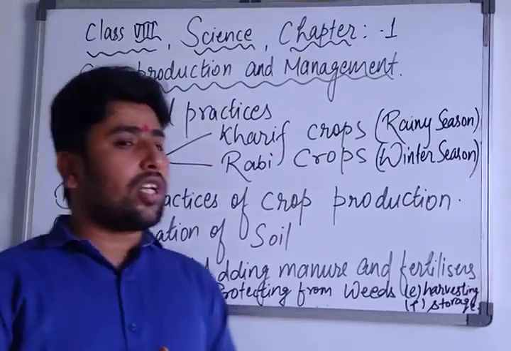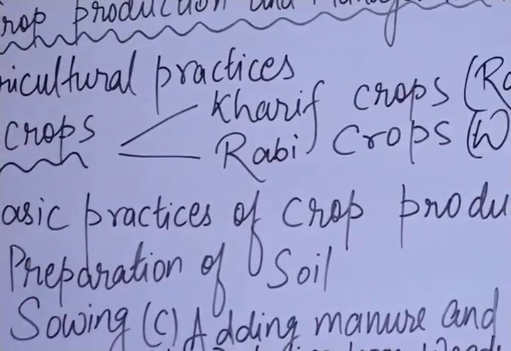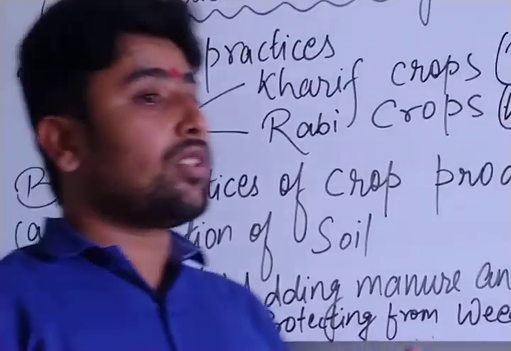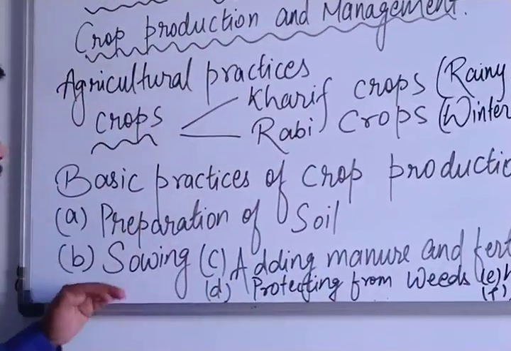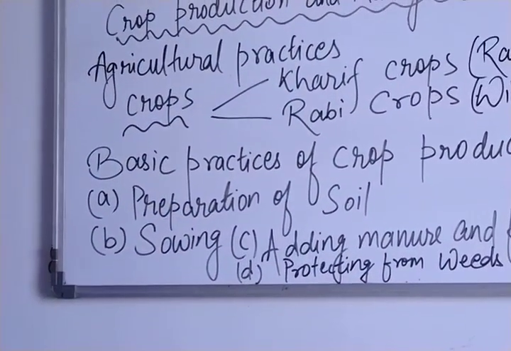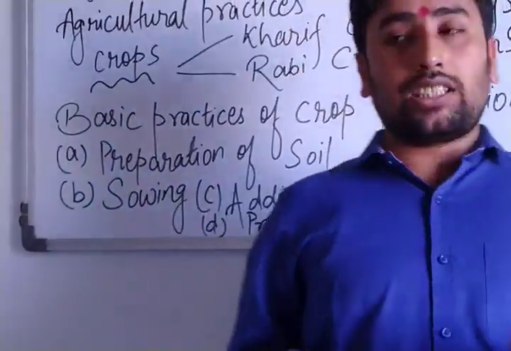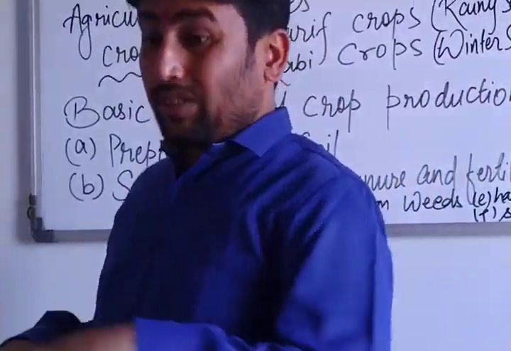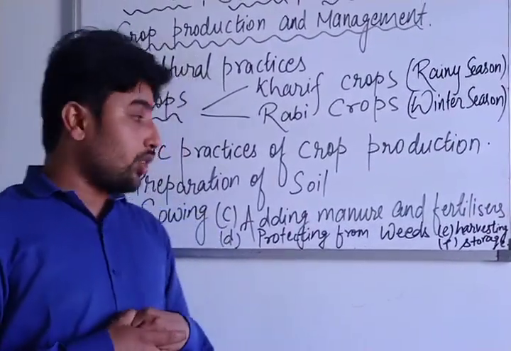How will you prepare the soil? For preparing the soil, first of all we must do plowing. After plowing we must loosen the soil, and we must remove all the weeds from that field. In that way we can prepare the soil. After that comes sowing. First we check whether the land is loosened or not, and whether the land is level or not, because if it is not level then the crops will not grow in a proper way.